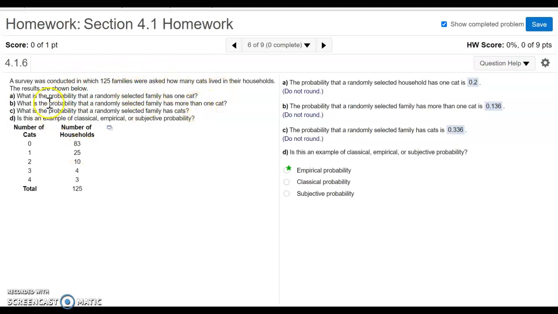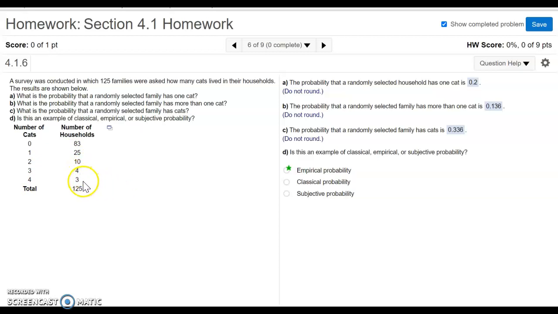In this question, a survey was conducted for 125 families, and they were asked how many cats lived in their household. What is the probability that a randomly selected family has 1 cat? 1 cat would be 25, and 25 divided by 125 would be 0.2. What is the probability that a randomly selected family has more than 1 cat? Well, more than 1 would be 2, 3, and 4.